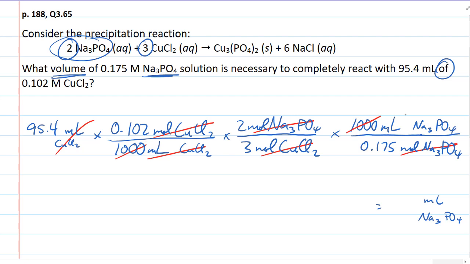Now the units don't cancel. These units still remain intact. They're the only ones left there. But now we should be able to multiply this through. We would take the 95.4 and go ahead and run this through your calculators.